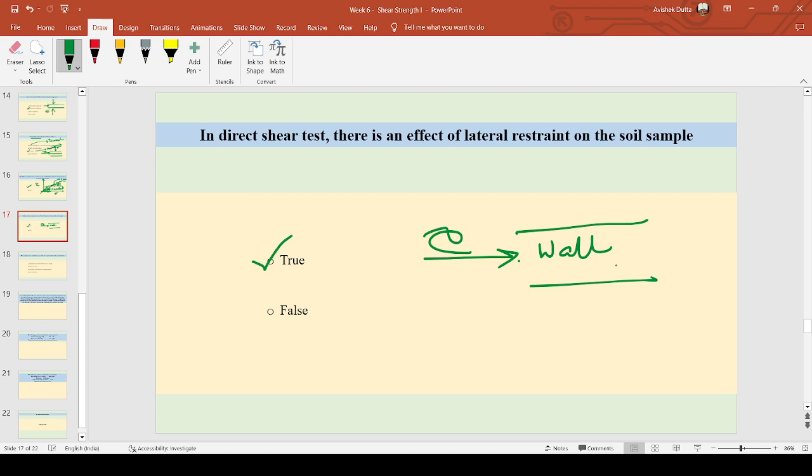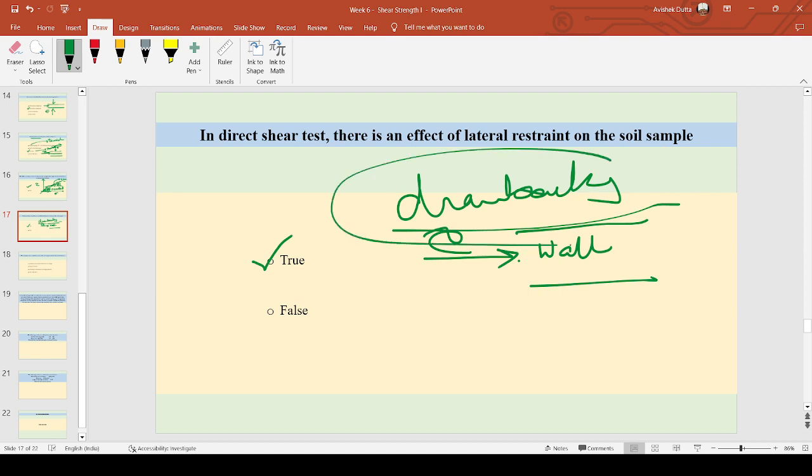So there will be a lateral restraint due to the side walls of the shear box, and this is one of the drawbacks, because in field conditions lateral restraint rarely exists. Because of these drawbacks, it is better to perform the triaxial test rather than the direct shear test. I hope it is clear. I'll go to the next question.